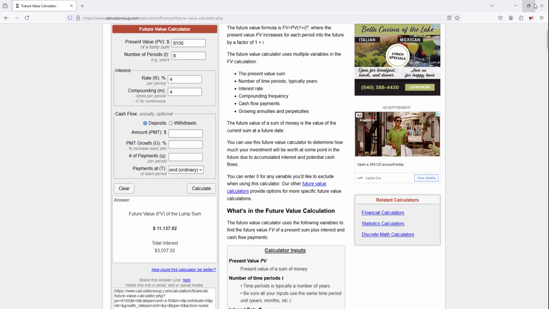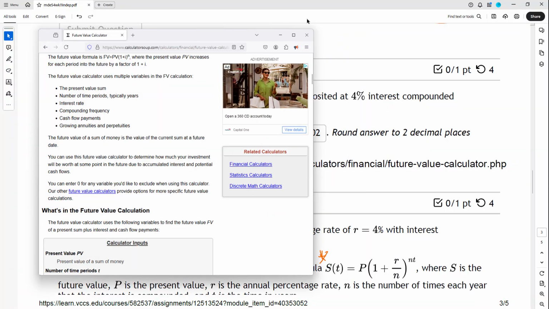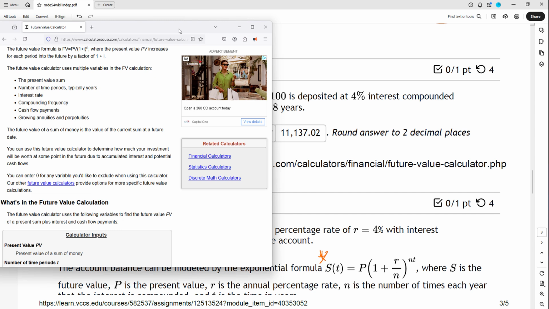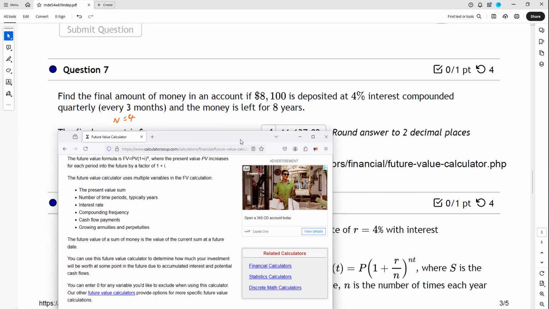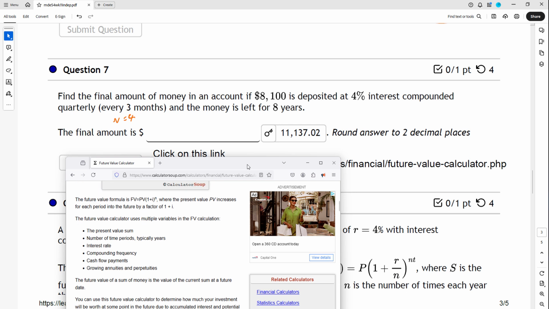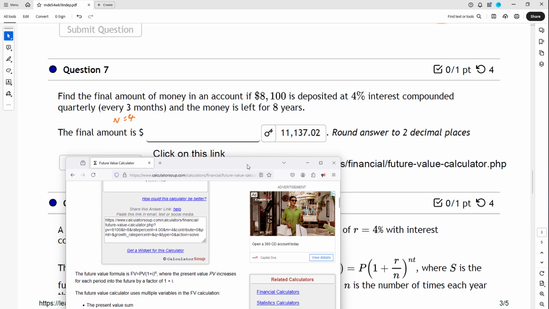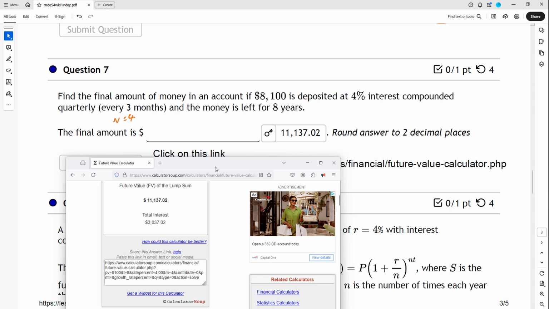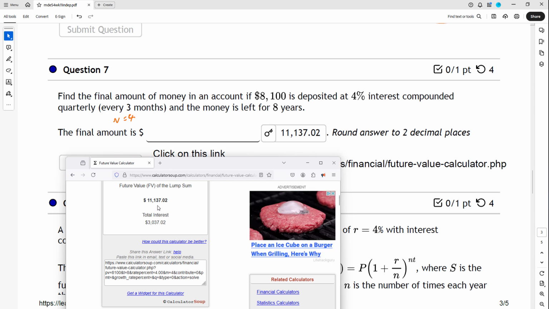Oh, shucks. Maybe I can see it this way. There you can see it. The future value is $11,137.02 for that problem. And there you have it there.